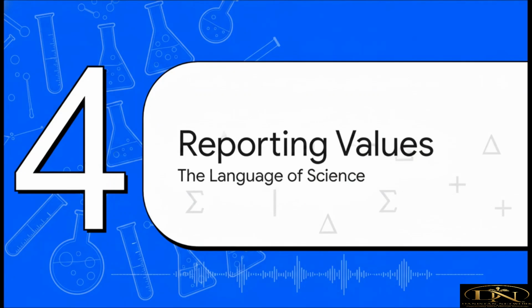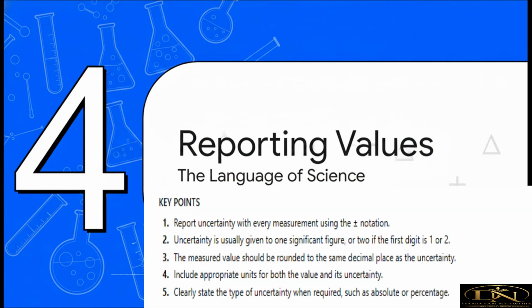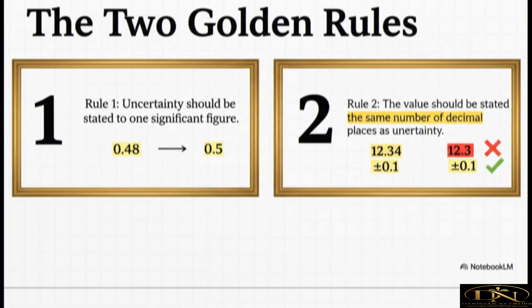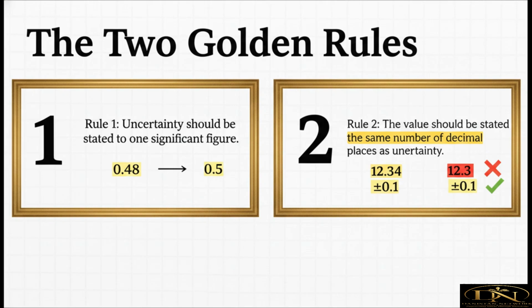All right, so we know how to find the uncertainty, but now comes the really important part, learning the rules for how to write it down properly. This isn't just about being picky. It's about speaking the same language as every other scientist on the planet. It's all about clear communication. And guess what? There are really only 2 golden rules you need to remember.